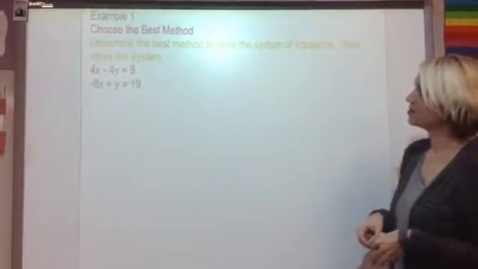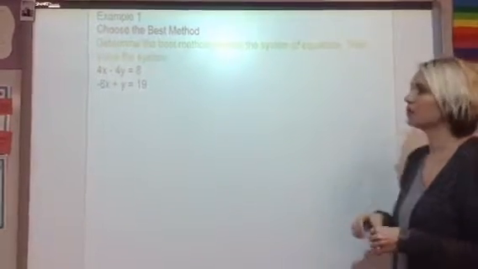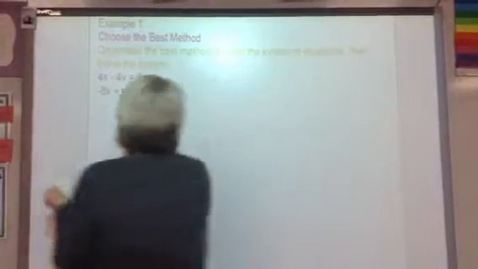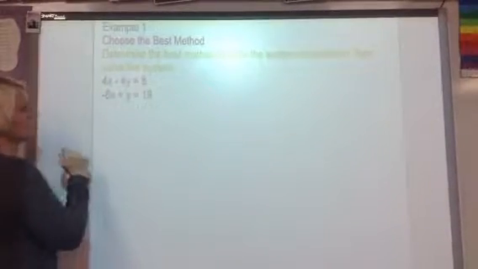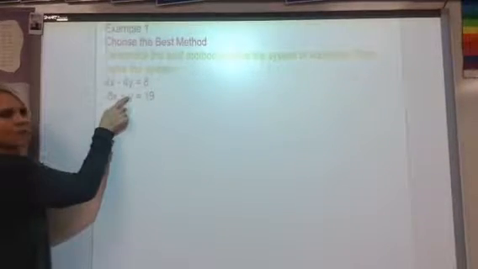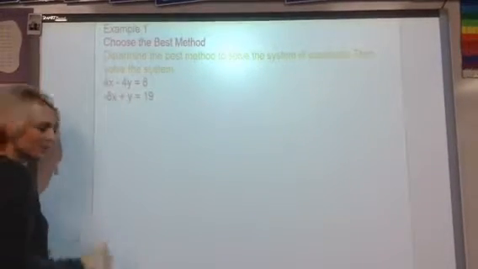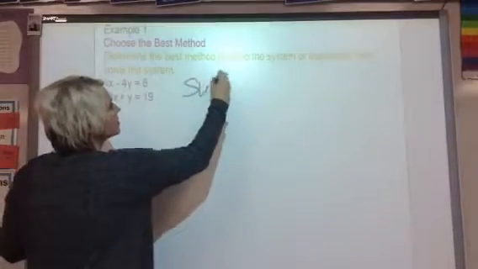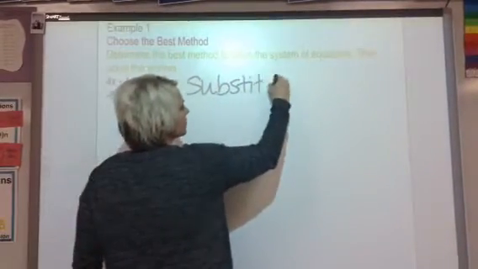Determine the best method to solve this system of equations, and then solve the system. As you can see, I have 4x minus 4y equals 8, negative 8x plus y equals 19. See that coefficient of 1? I'm going to use substitution. So I think substitution is the best.